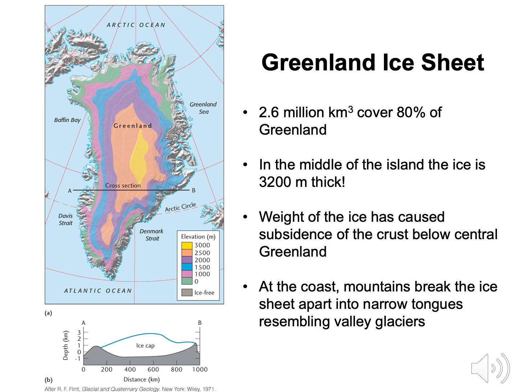When this continental glacier reaches the ocean, it tends to peel off into things that resemble valley glaciers. So it starts to form narrow tongues. And when these rivers of ice reach the ocean, ice can be lost through the calving process that we talked about earlier when we talked about valley glaciers. So this is the Greenland ice sheet, which has over 2.6 million cubic kilometers of ice coverage that covers 80% of the Greenland landmass.